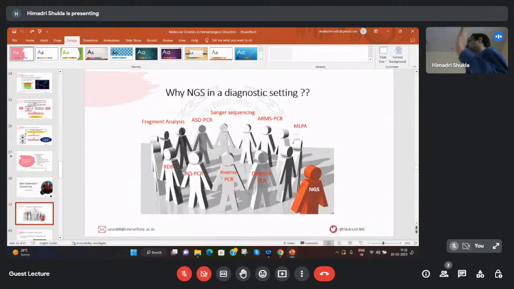It's not like everything and anything. You get a sample, get a patient, take a blood, send for NGS. That is not the way forward to go.